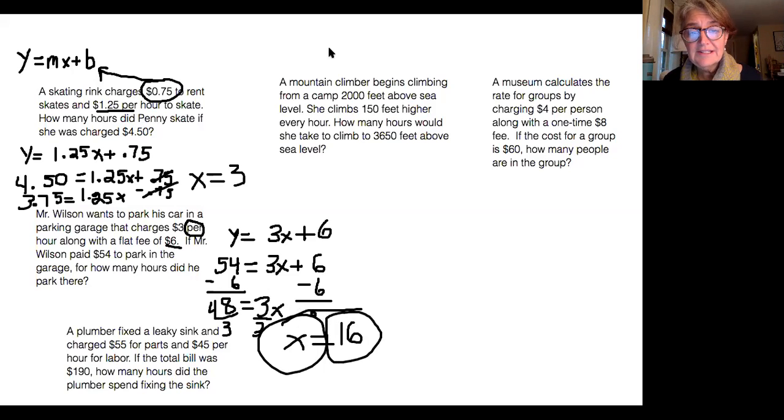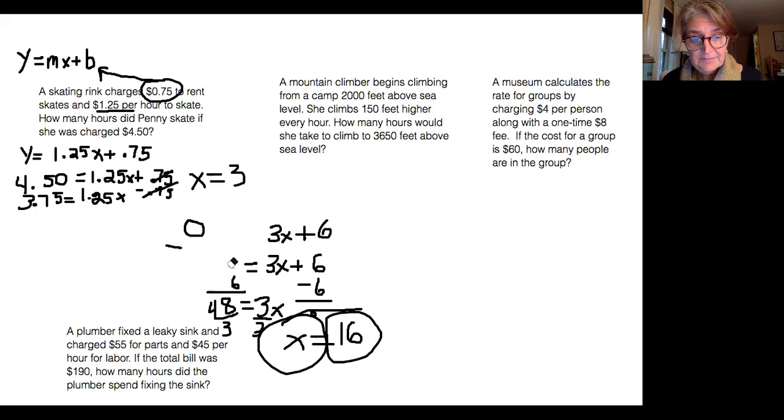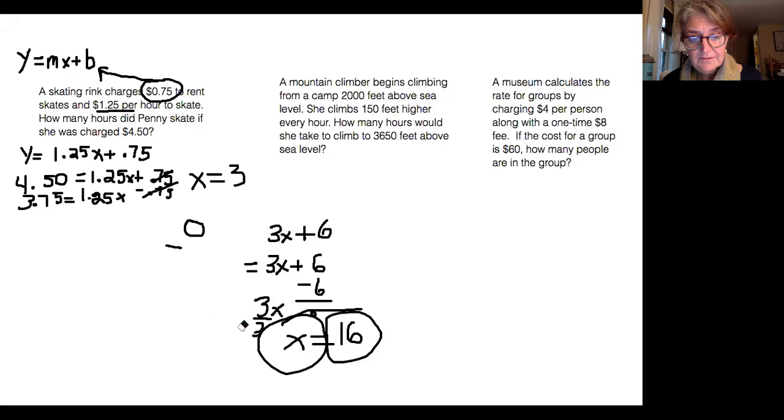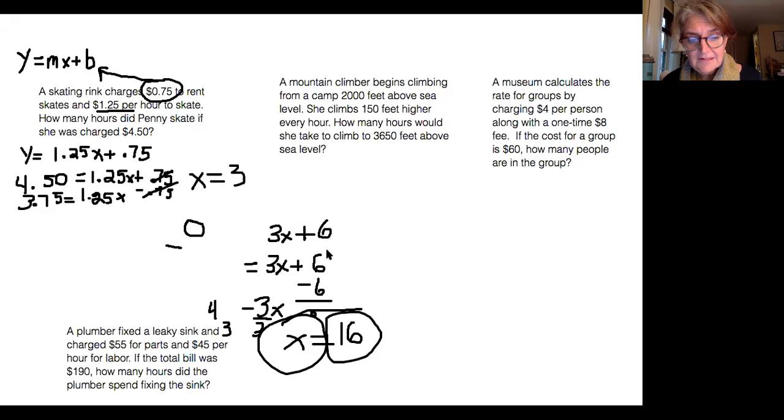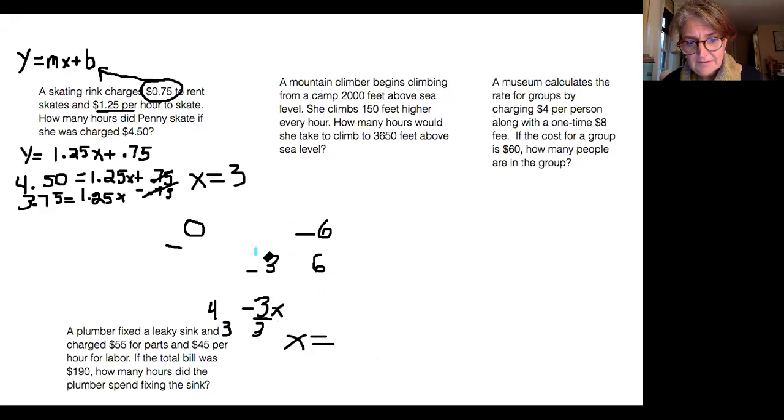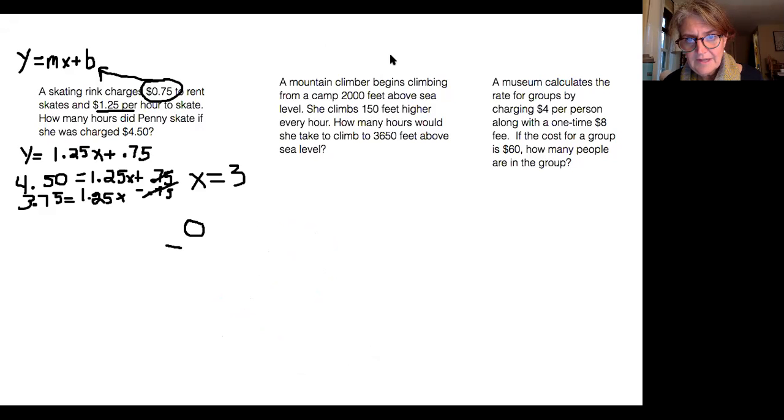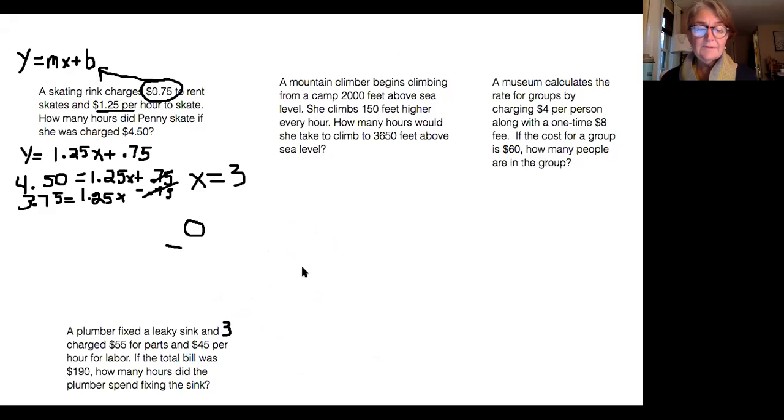I'm just going to erase this to give us plenty of room. Oops, I didn't want to do that. Mostly want to just erase this stuff. Okay. Uh-oh, don't want to do that either. So we'll leave the 3 there.